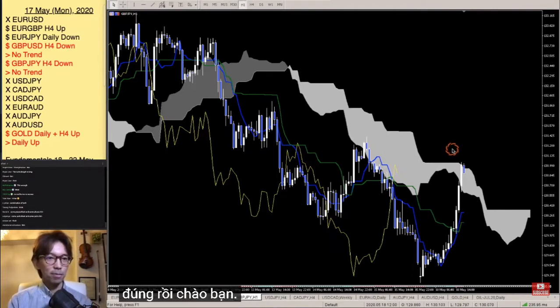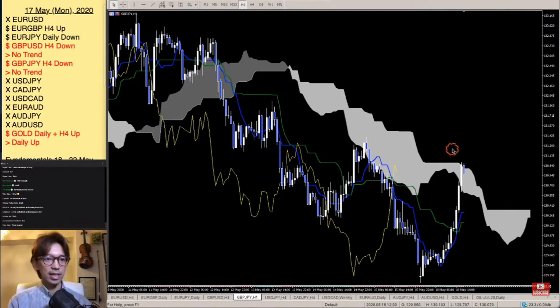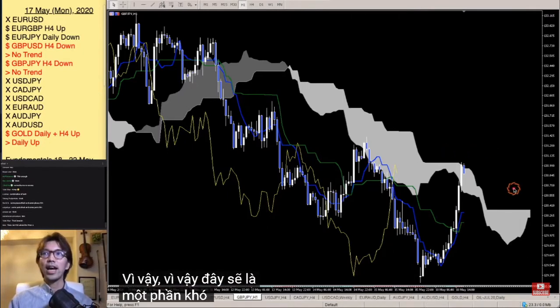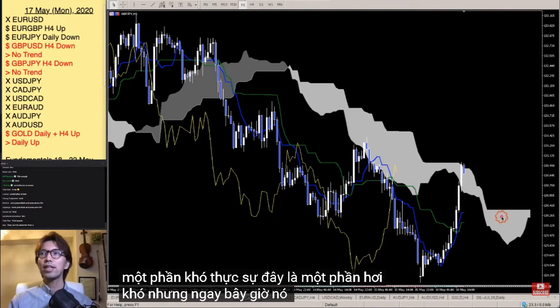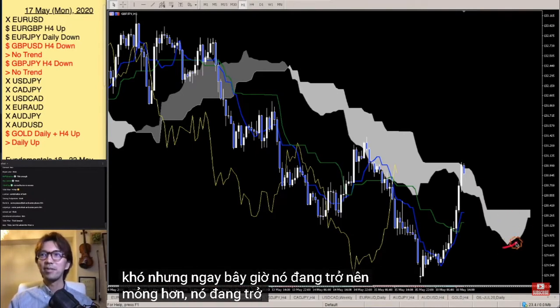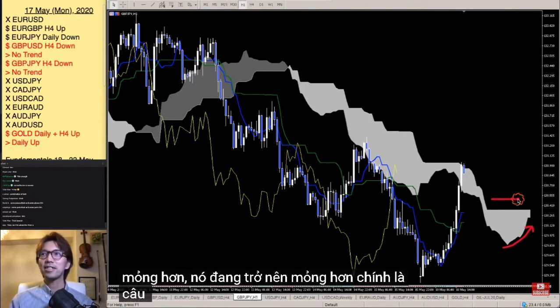All right, combination of both, right? Thick, some places thick and some places thin, yeah. Some parts thick and some parts thin, yeah. Thin, thick, bearish, thick, okay. So we've got like a thick and thin. So yeah, this is kind of a tricky part actually. This is a little bit tricky, but right now it's getting thinner, right? It's getting thinner is the answer.